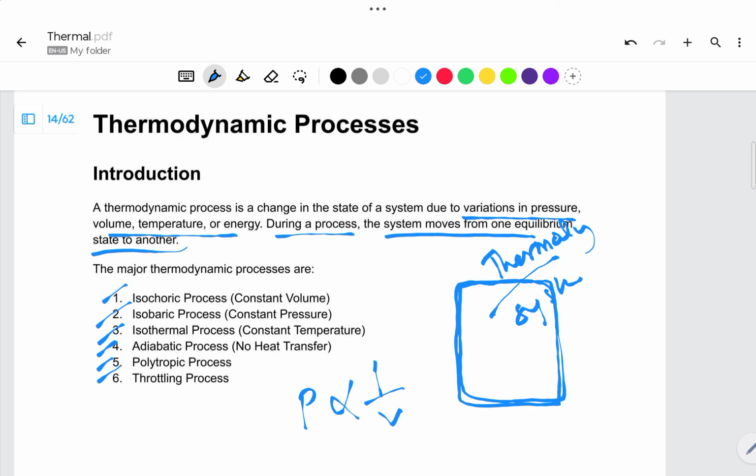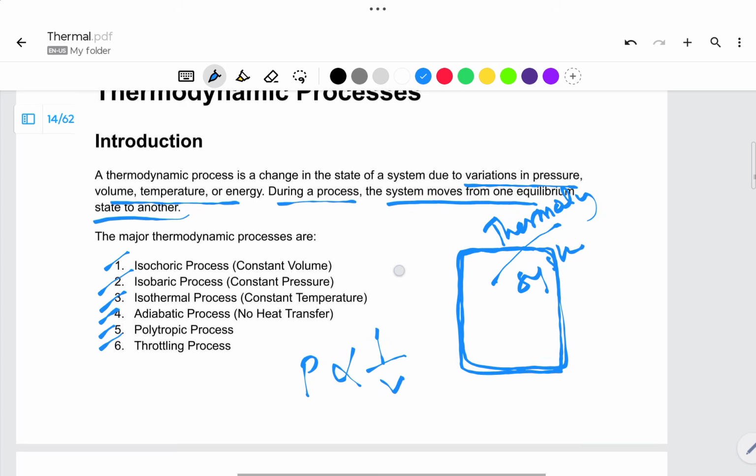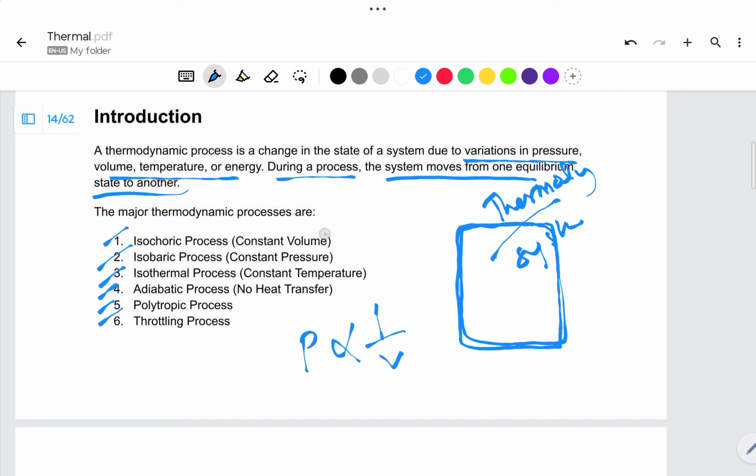In this video, we're going to discuss the different processes, and later the derivations we will discuss in the next videos, one by one, because these are lengthy processes. So here, the isochoric process means the process where volume will be kept constant.